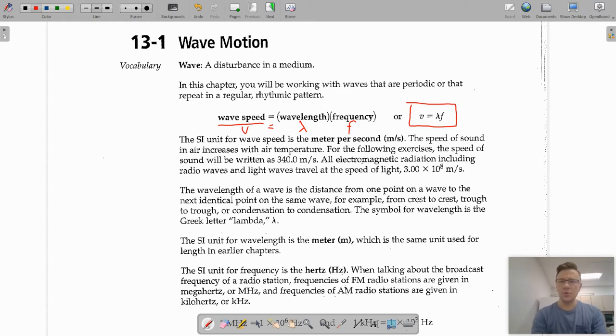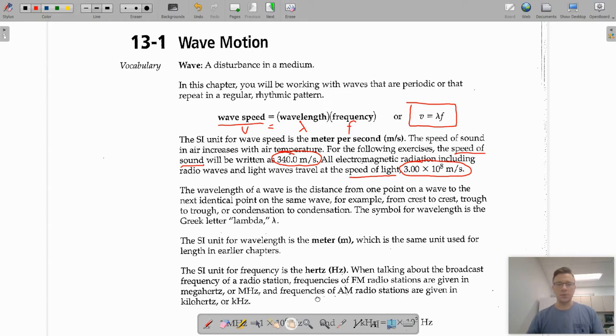A couple things to note here. The speed of sound is going to be accepted as 340 meters per second, and the speed of light is going to be 3 times 10 to the 8 meters per second, which is 300 million meters per second. So you'll want to keep those numbers in mind.